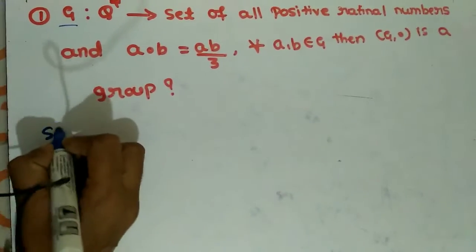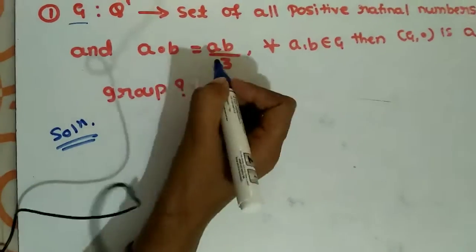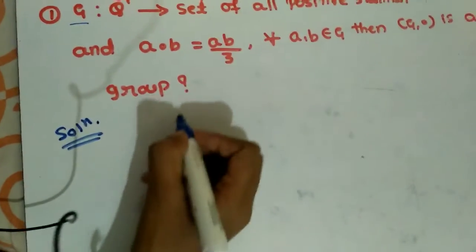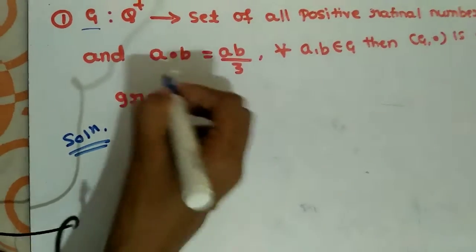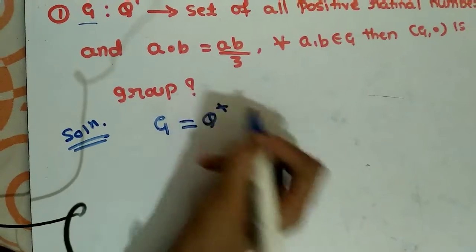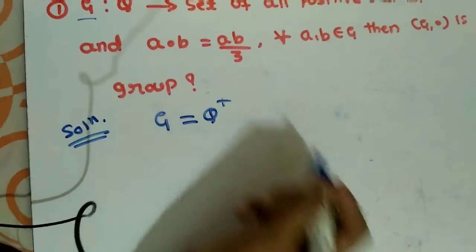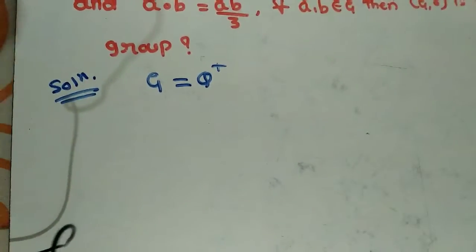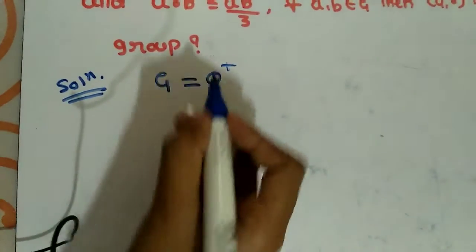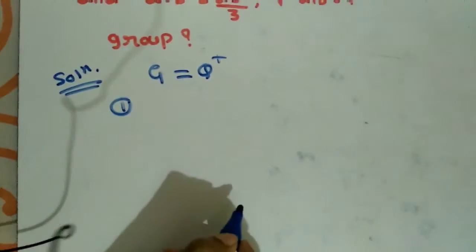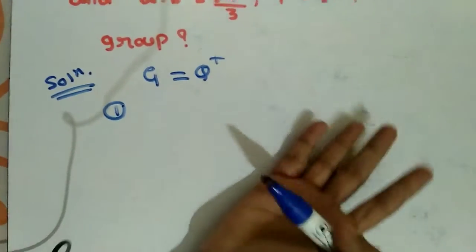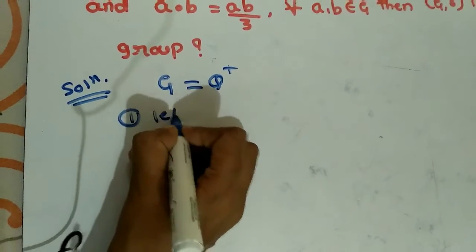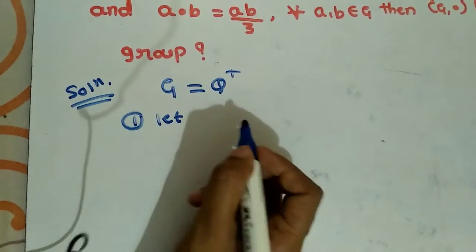So what is our given condition? First we have to write the given condition, that is a composition b. What is our given non-empty set? That is the positive rational numbers, this is my given G. So next, for checking whether it is a group or not, a total of 4 laws should be satisfied. First I am going to check whether the closure law is satisfied or not in this condition.